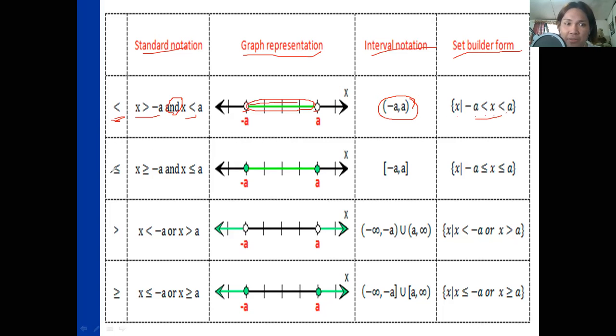Another is less than or equal to. Okay, so we still use the preposition and. With that, we can have, for example, x is greater than or equal to negative a and x is less than or equal to a. So as you can see, closed circle, where negative a and a are included. So again, they're all included.